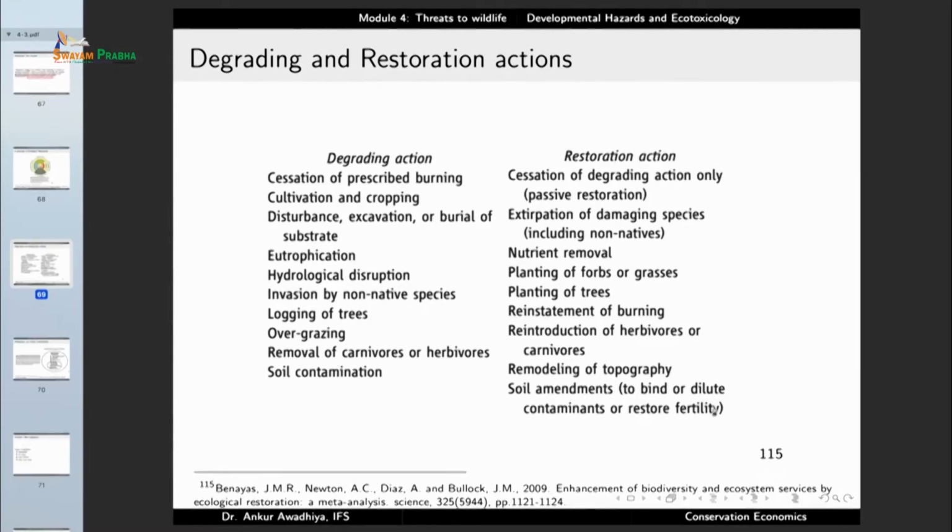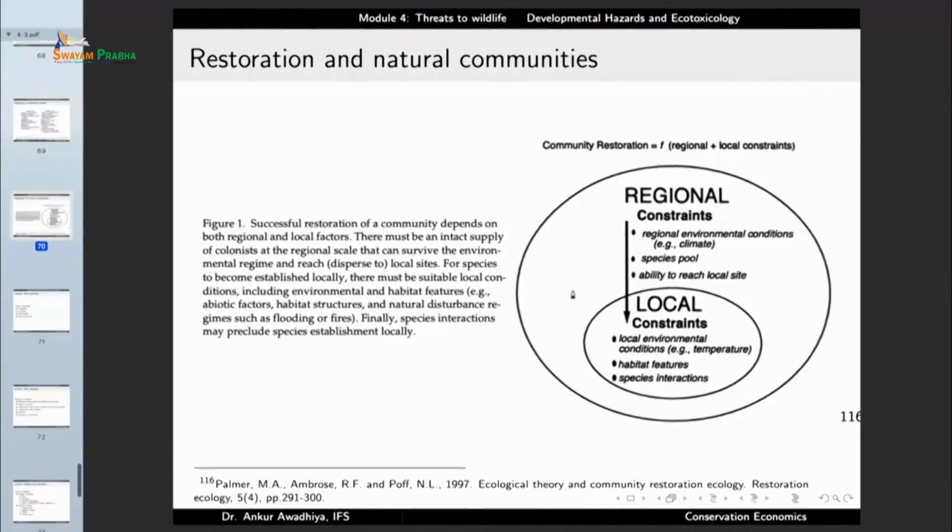Or soil amendments to bind or to dilute the contaminants or to restore the fertility. So these amendments can be done in case where there has been a heavy erosion, we may try to increase the fertility. In cases where there are contaminations, we may try to wash away the contaminants to reduce their concentrations. So these are all different examples of restoration activities.